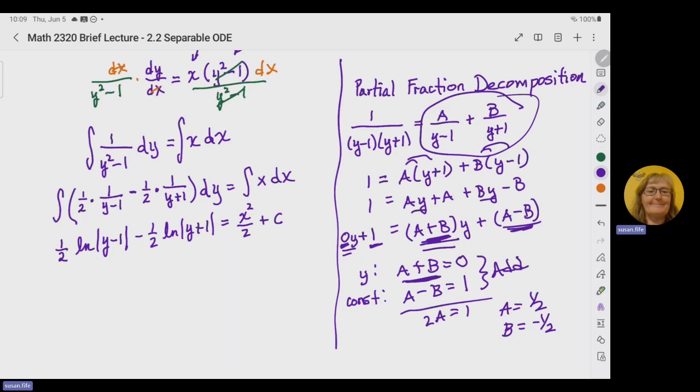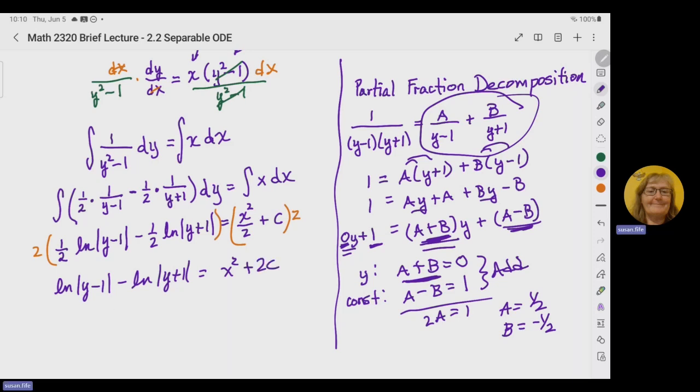So I notice I have a 1/2 in common in almost every term. And so I'll multiply both sides of the equation by 2 to get rid of that 1/2. It's going to give me natural log of y minus 1 minus natural log of y plus 1 equals x squared plus 2c.